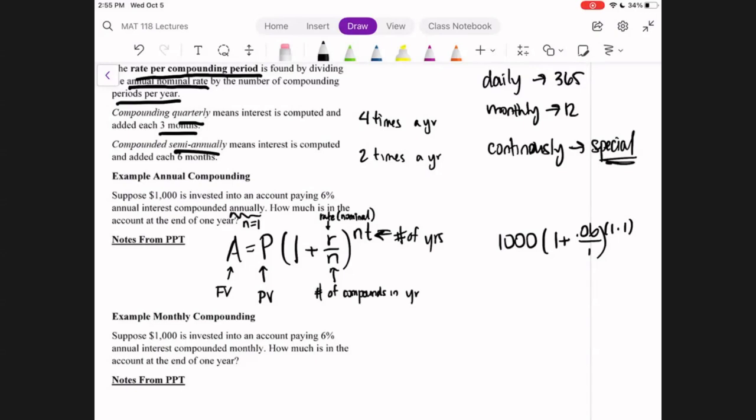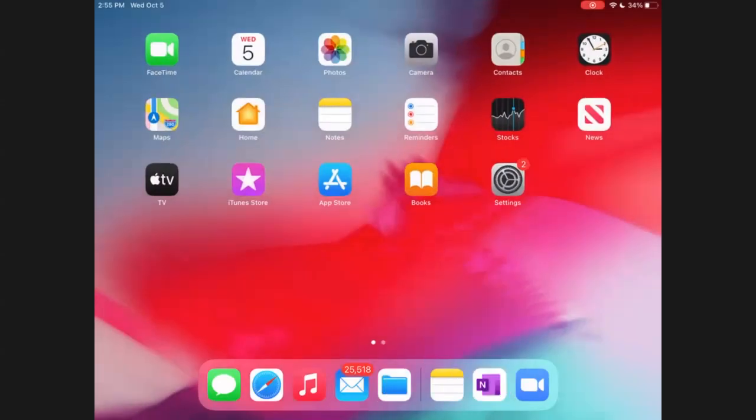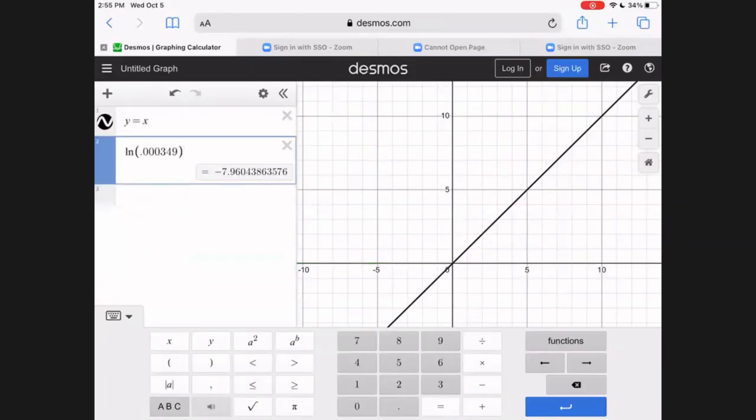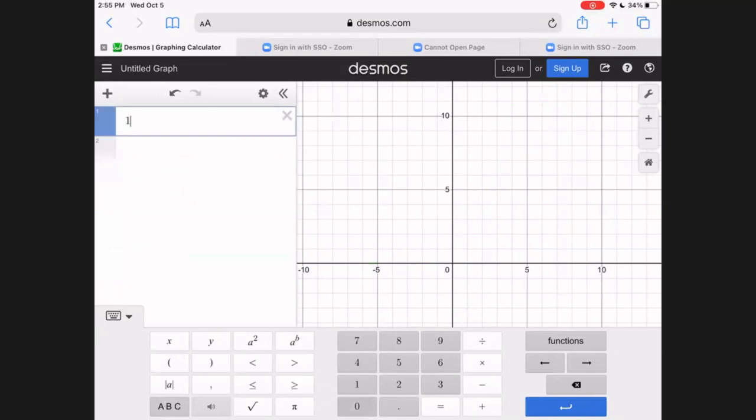So I can show you that real quick. So let's go over to Desmos. So I'll just delete all the stuff that we did before. So let's say I want to key this in Desmos. So I have 1,000. And then I want to do parentheses. 1 plus 0.06. And then divide it by 1. And then I'm going to move over to the right. And then close parentheses. And then I have to do my power. So I'm going to hit this AB button here. And then I can do parentheses again. 1 times 1, close parentheses. And I get that it's 1,060.